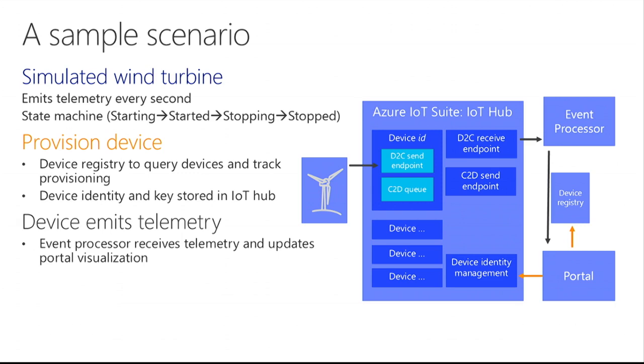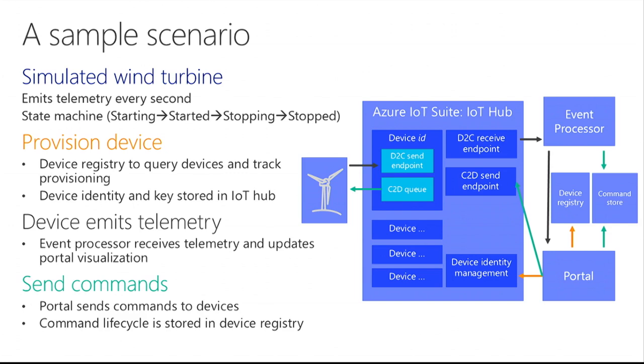On the back end, an event processor will use the receive endpoint to process those telemetry messages and to update the telemetry on the portal. Finally, the portal will also be able to send commands to start and stop the turbine through IoT Hub to each specific turbine. The simulated device will execute the command and send a response through the device-to-cloud pipeline to the event processor, which will then update the command store, keeping track of exactly what happened.